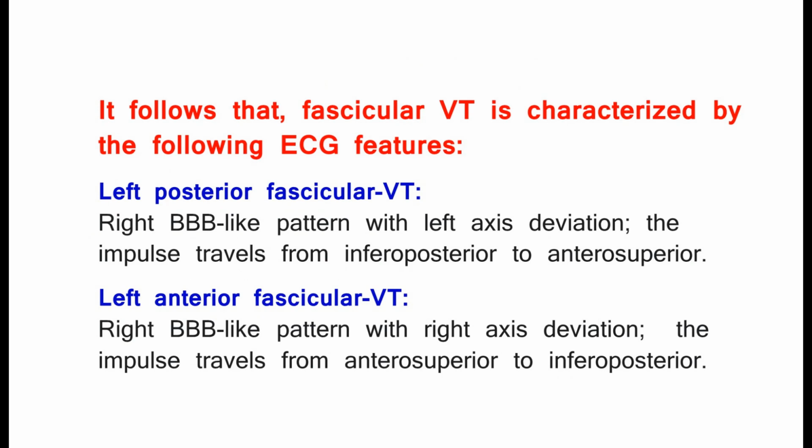It follows that fascicular VT is characterized by the following ECG features. Left posterior fascicular VT. Right BBB-like pattern with left axis deviation, the impulse travels from inferoposterior to anterosuperior. Left anterior fascicular VT. Right BBB-like pattern with right axis deviation, the impulse travels from anterosuperior to inferoposterior.